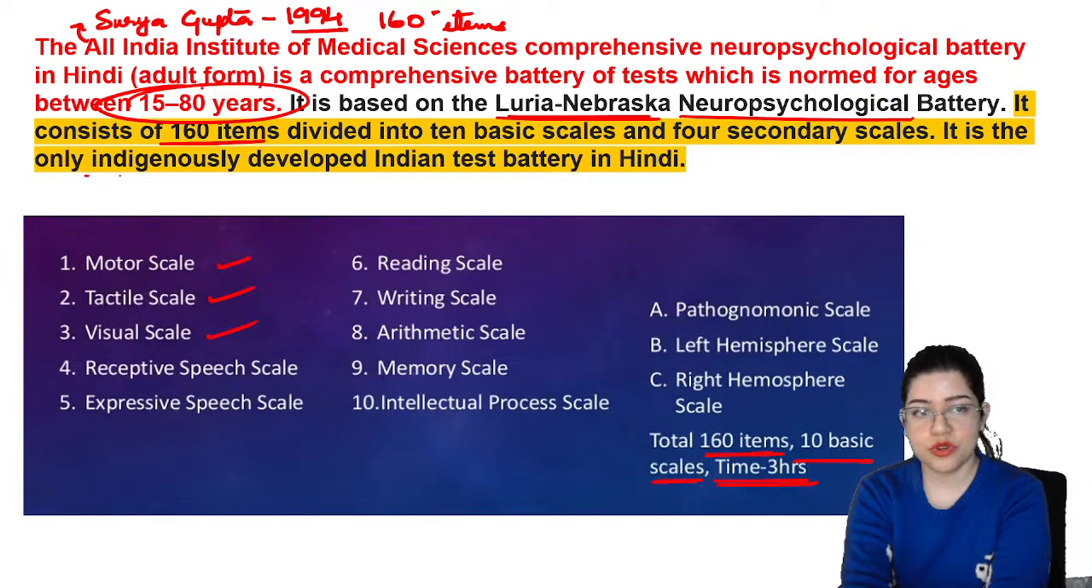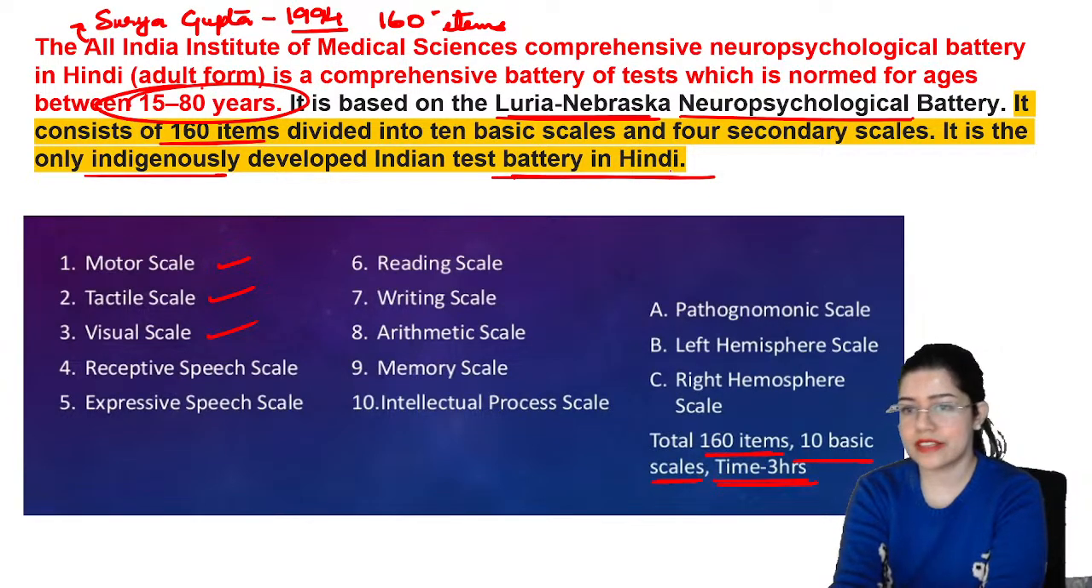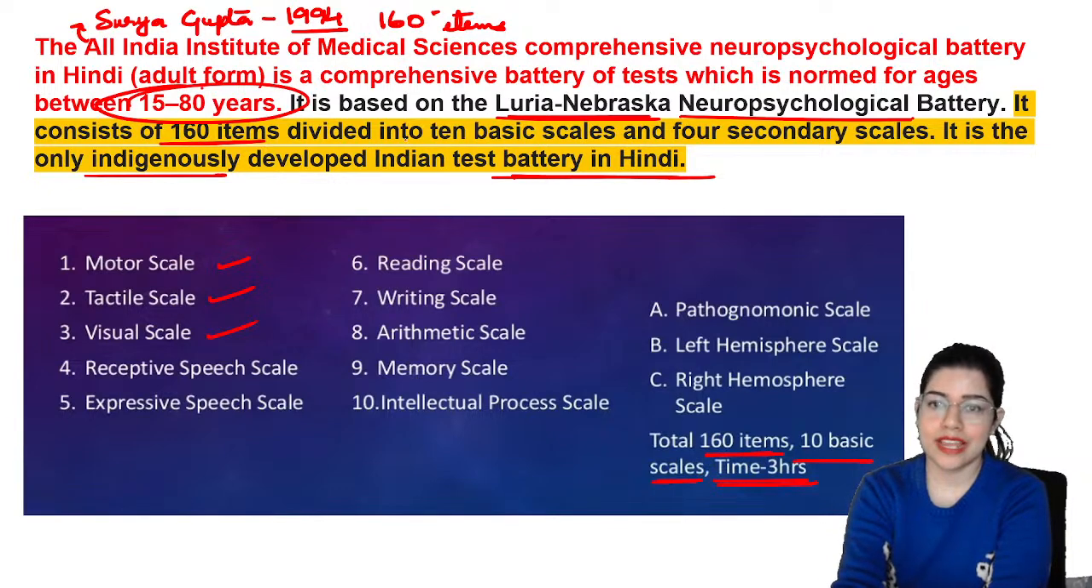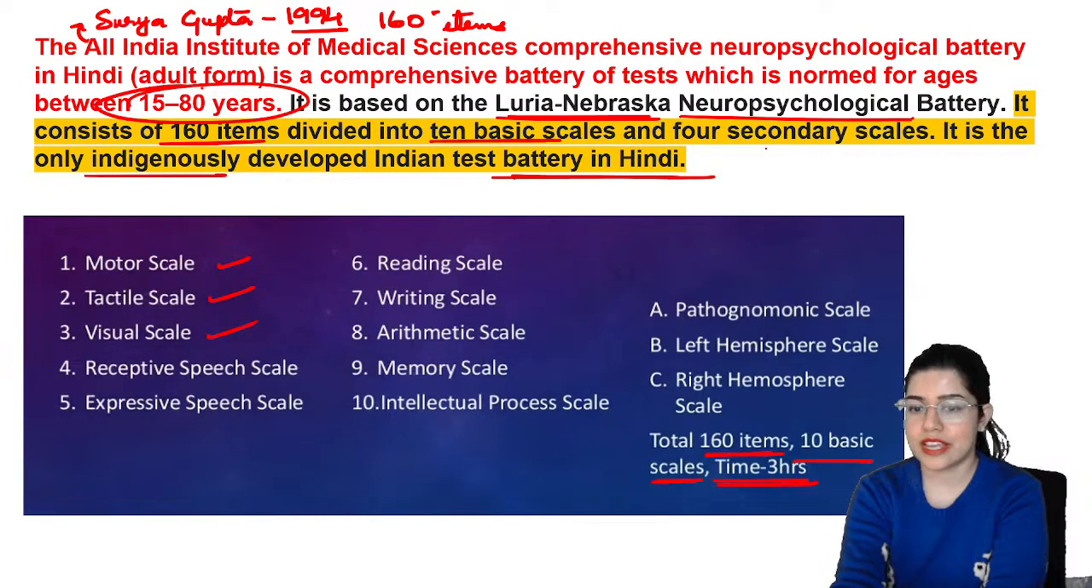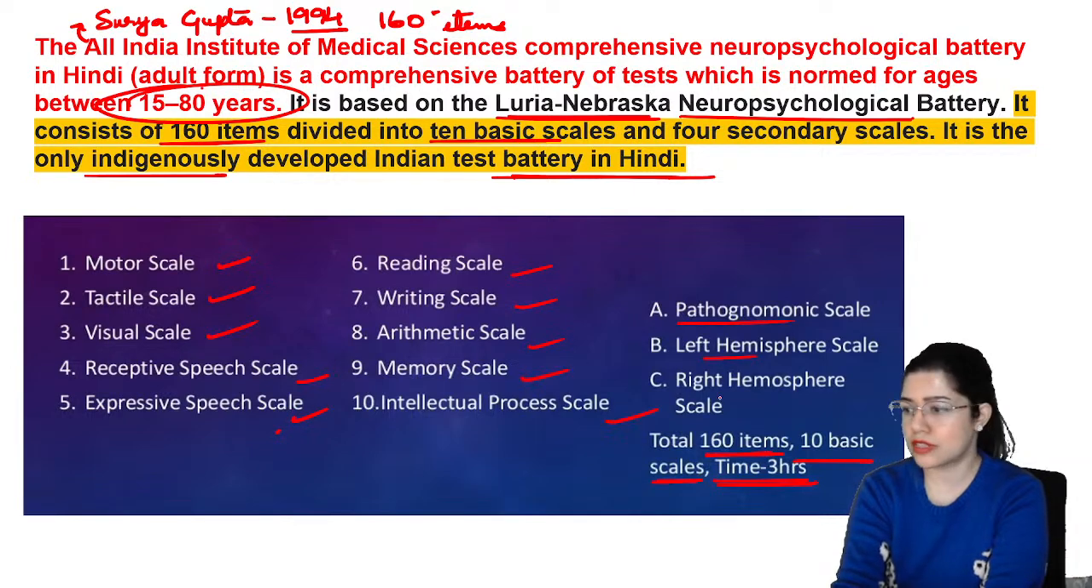All right, this was the first indigenously developed test battery. So this is developed in Hindi itself. All right, 10 basic scales and 4 secondary scales. So you have the pathognomonic scale and then you have your left and right hemisphere scales as well. As you will see, what we measure in the Luria Nebraska, we measure here also. This is in Hindi. Okay, all right.